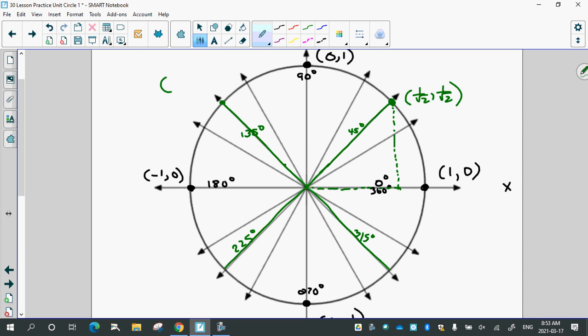In this quadrant, we're still going to have the same two sides for x and y, but the signs may be different. If I'm trying to get to this point from 0, I'm going to go in the negative x direction, 1 over root 2. But I'm going to go up, so my y is still positive 1 over root 2.